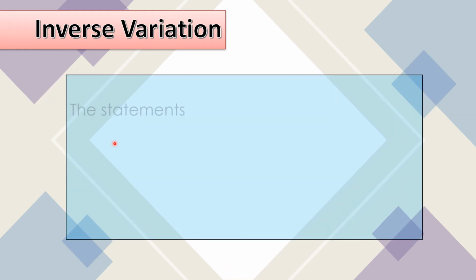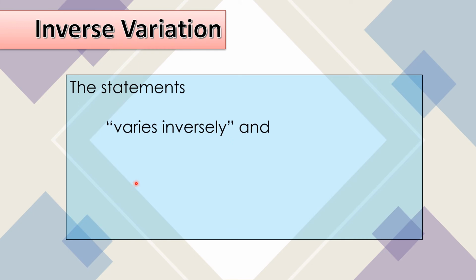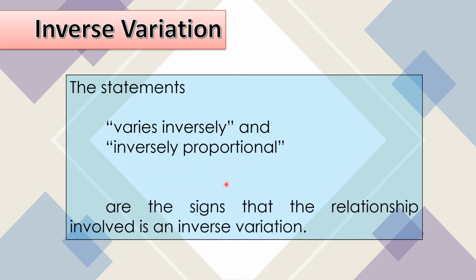Okay. The statements varies inversely or inversely proportional are the signs that the relationship involved is an inverse variation. Kung meron sa direct, dapat meron din sa inverse. Siya ay varies inversely or inversely proportional. Take note that the inverse variation is also called the indirect variation. Pwede rin siyang tawagin na indirect variation.